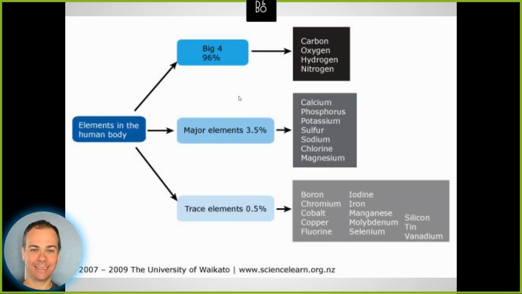So when we look at these elements, like we said, carbon, hydrogen, oxygen, nitrogen, that's 96% of what makes up a human body and other living things also. Then there are some other elements that make up about 3.5%, calcium, phosphorus, etc. And then there are some that are a tiny percentage. They're called trace elements. You can see them at the bottom.